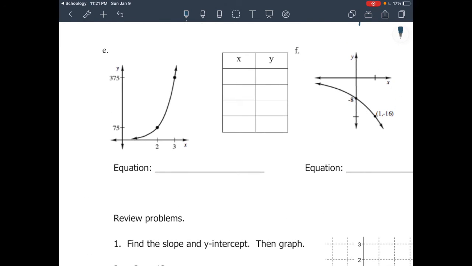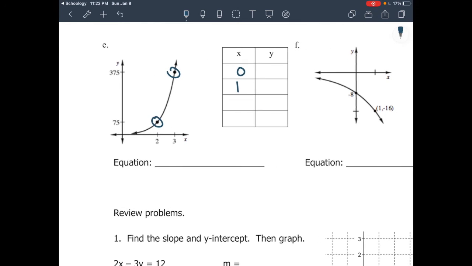So then the next one, looking at this next one, I've got 2 points here. And I don't have 0, so I know I need to get 0 at some point because I've got to get that for my starting value. So I'm going to still write 0 in. And then I've got 1 is nothing on there, but 2 and then 3 is on there, so I can fill those in. 2 is 75, 3 is 375.